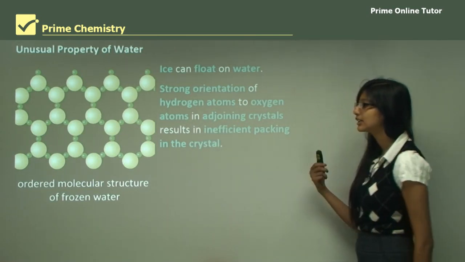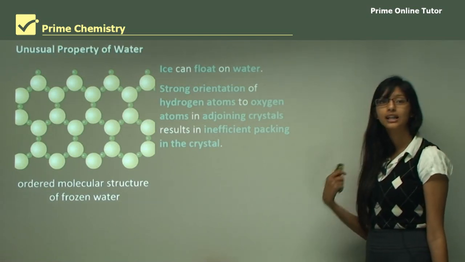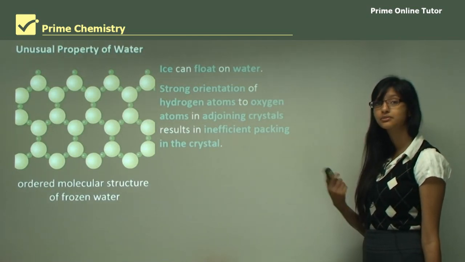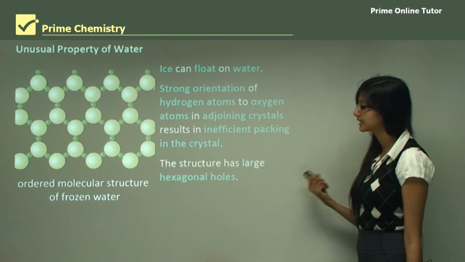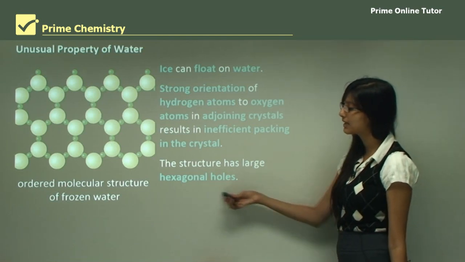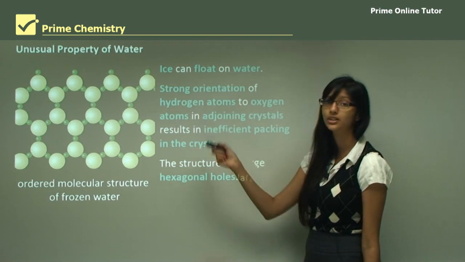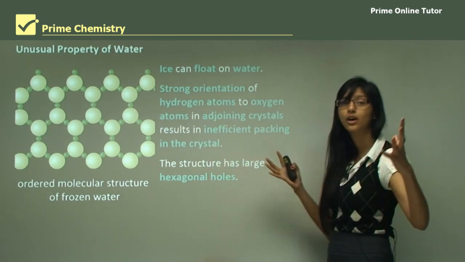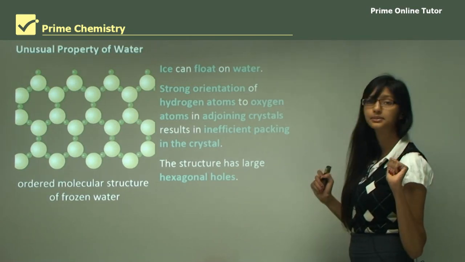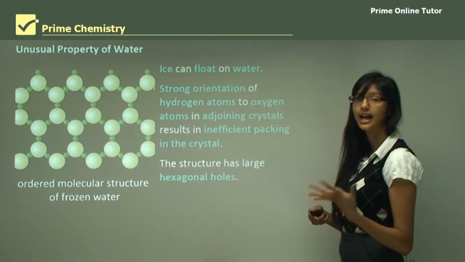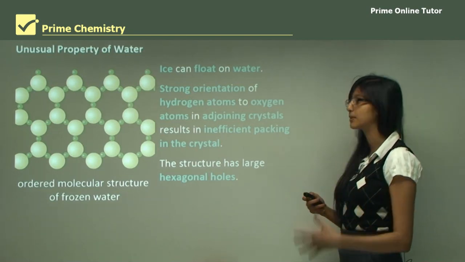The ordered molecular structure of frozen water causes it to have a lower density, again because the volume is much higher. The structure has a large hexagonal hole. It's again emphasizing the fact that it has holes. Nothing covers those holes, and because of those hexagonal holes, the volume of ice is much greater, and therefore the density is much lower. Hence, water has this unusual property where the density of the water decreases with the temperature.